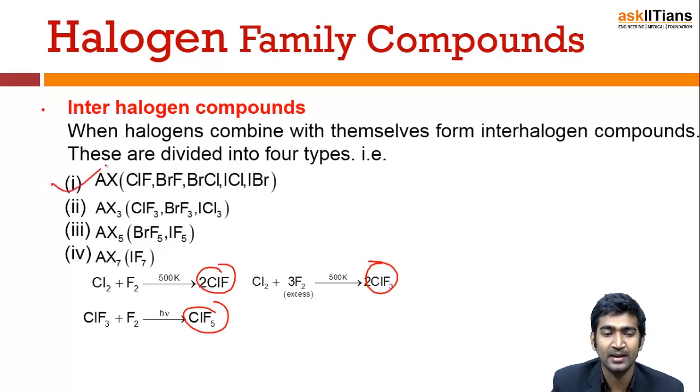They may be AX type, which is ClF, BrF, BrCl, ICl, IBr. Then AX3, like ClF3, BrF3, ICl3. Then AX5, BrF5, ClF5. Then AX7, that is IF7. So these are known as interhalogen compounds.